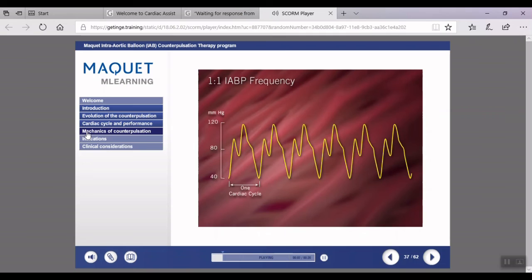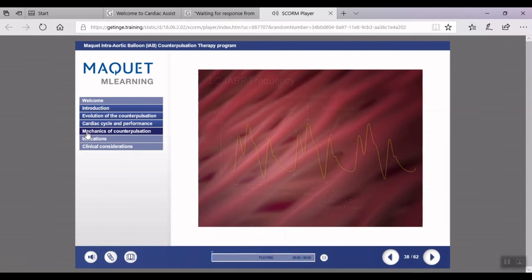The balloon may be set to inflate at different frequencies: 1 to 1, 1 to 2, or 1 to 3. At the 1 to 1 frequency, the balloon inflates and deflates with every cardiac cycle, providing full support to the patient. Each systole and diastole is assisted, and augmentation is achieved with every cardiac cycle.